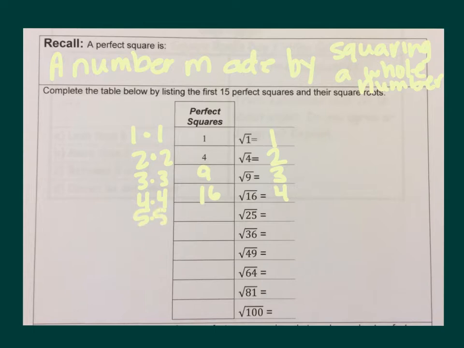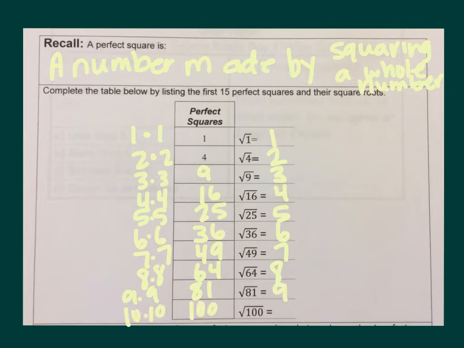If we keep going, 5 times 5 is 25. The square root of 25 is 5. 6 times 6 is 36. So the square root of 36 is 6. 7 times 7 is 49. So the square root of 49 is 7. 8 times 8 is 64. The square root of 64 is 8. 9 times 9 is 81. The square root of 81 is 9. And 10 times 10 is 100. The square root of 100 is 10.